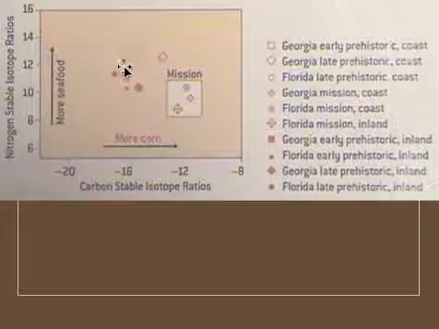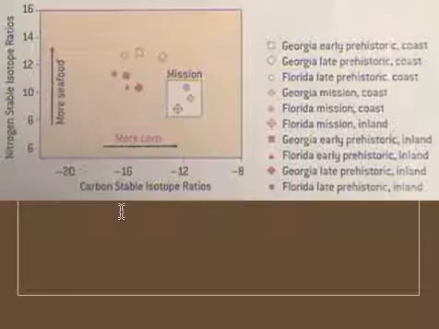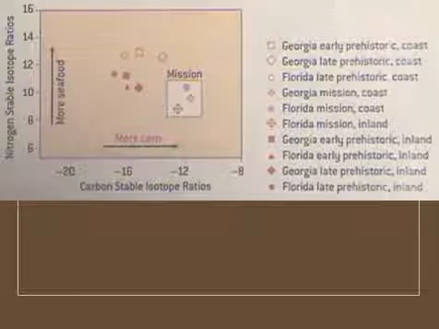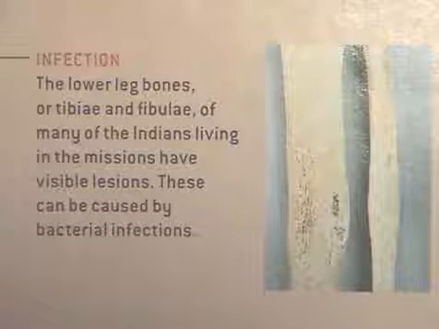They actually had a better diet beforehand, but they were eating more and more corn, which is good in moderation, but if a huge part of your diet is corn, you're going to suffer from some nutritional stress. They also looked at the bones, so not just the stable isotopes of the bones, but the bones themselves. And what they saw was more infection in the mission period Native American bones, right? And you can see the lesions from bacteria.